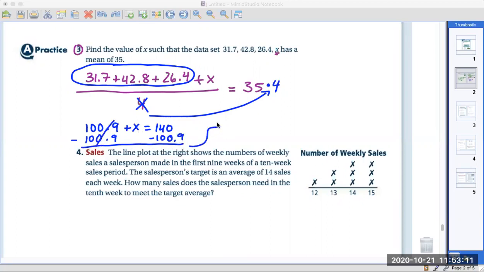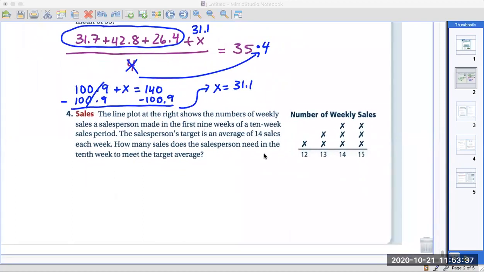And I'm going to come up here. X is equal to 140, take away 100.9 is 31.1. So this number here would have to be 31.1 in order to achieve an overall average of 35. Okay.